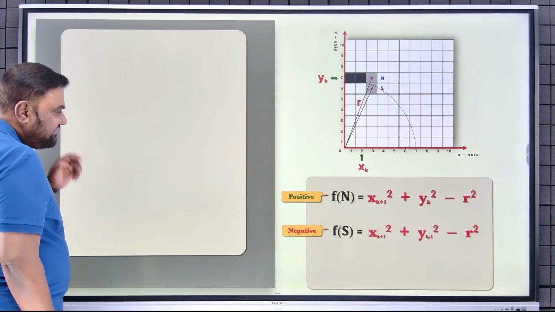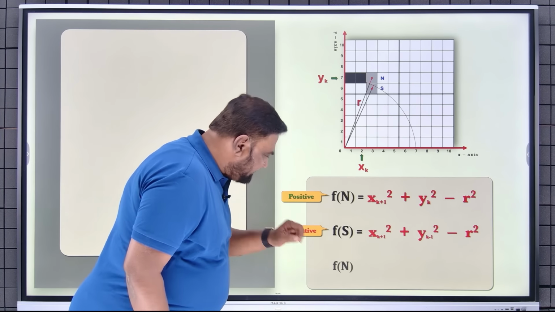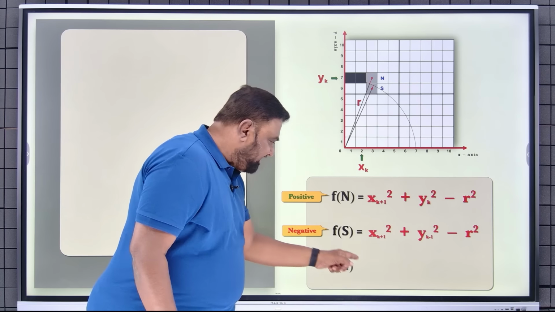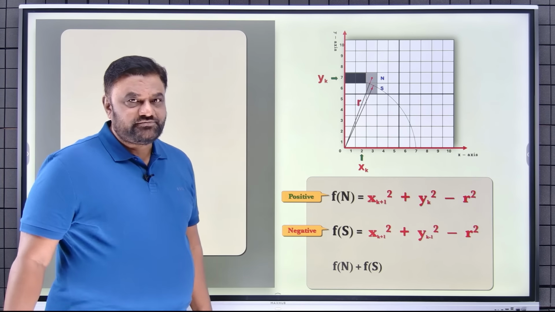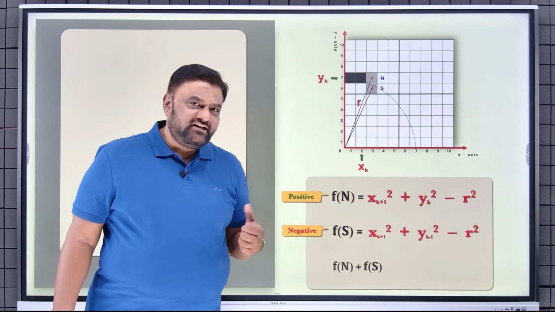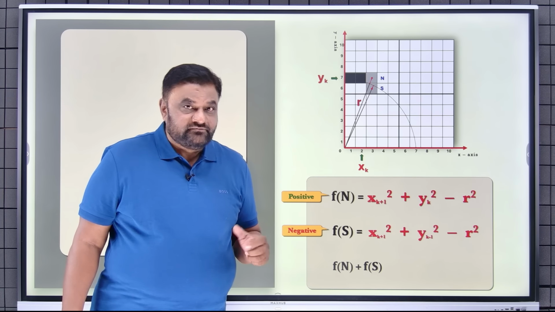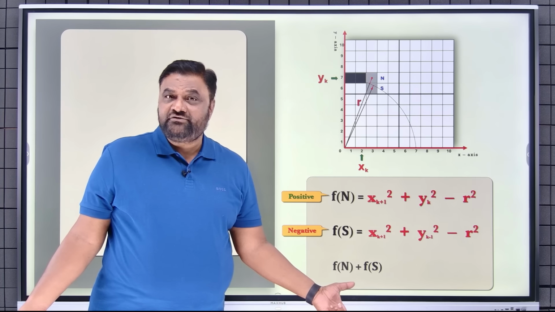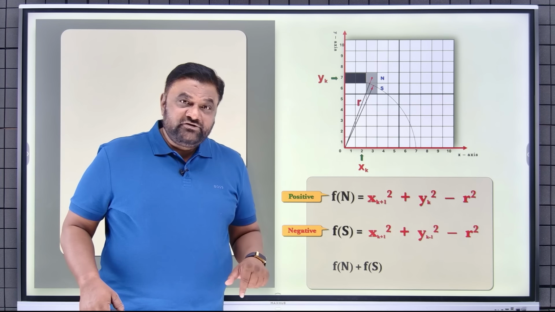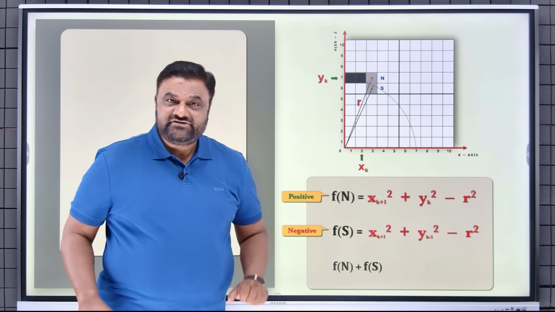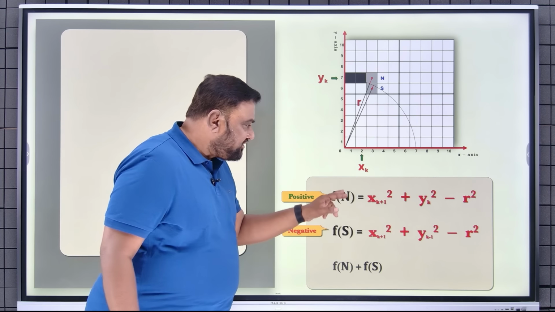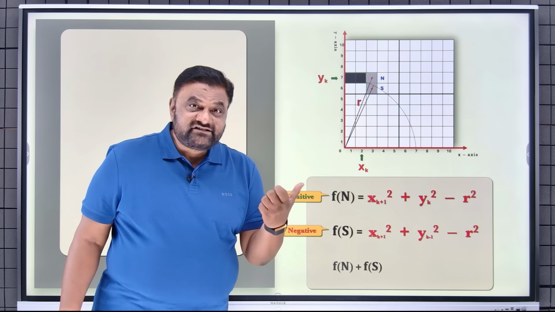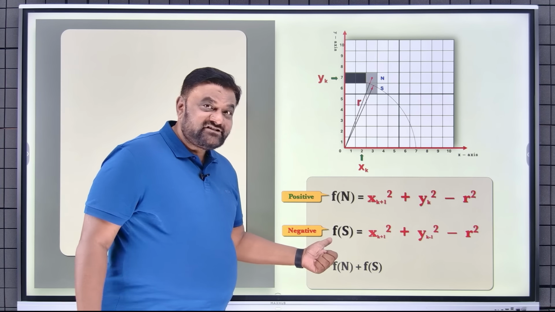Now we'll continue. I'll remove this, we don't need it now. I'll take this Fn plus Fs. What happens if I add these two? You can get a positive value or a negative value, anything. We may get 0 also. 0 means both the points are giving 0. If you are getting a negative result, it means that out of these two, this value is greater.